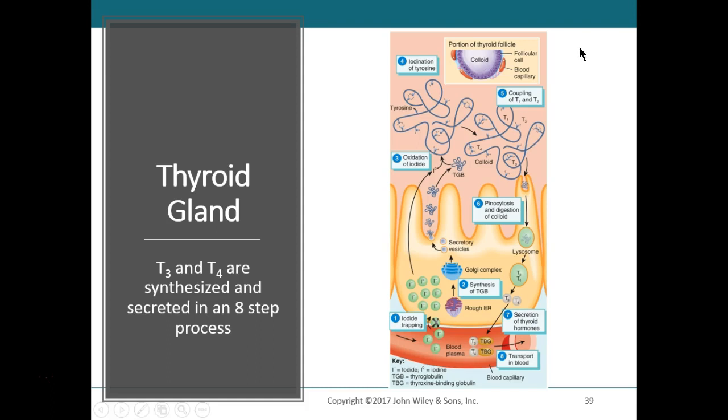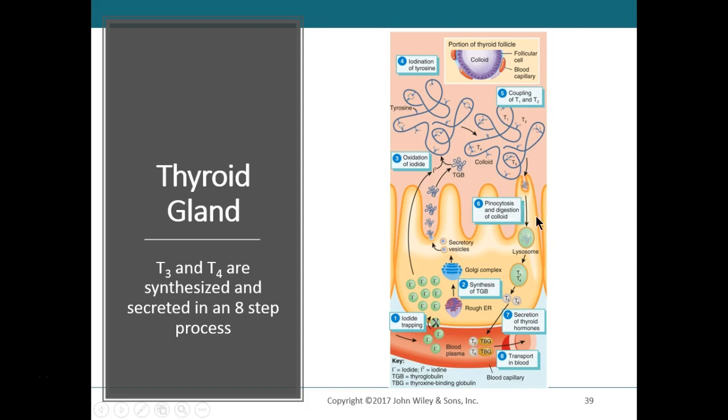So if we add 1 iodine, we make a T1. If we add 2 iodines, we make a T2. Now, those are not active hormones. We're making T1s and T2s and putting them right back into little vesicles and hooking them together to make T3s and T4s. So if you put 2 T2s together, you made a T4. If you put a T1 and a T2 together, you make a T3. All right, with me so far?